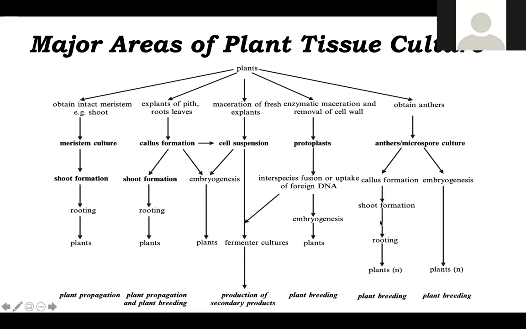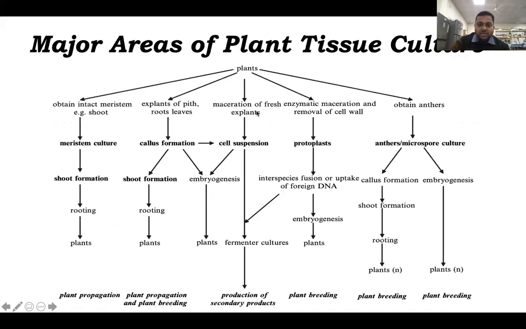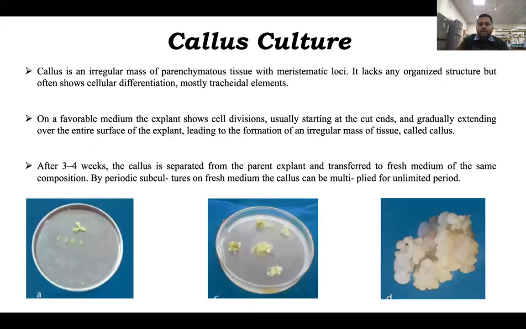Like protoplast culture and anther culture are more used in plant breeding methods, more required for plant breeding purposes. And then the cell suspension culture, as I mentioned before, is for the production of secondary metabolites. So the chiconin is a secondary metabolite. Ginseng and Taxol are also being produced in bulk using plant cell culture. So this cell suspension culture is mainly used for secondary metabolite production. And then meristem culture and callus formation for plant propagation and plant breeding. And so moving on, I will go through these in a very brief manner individually.